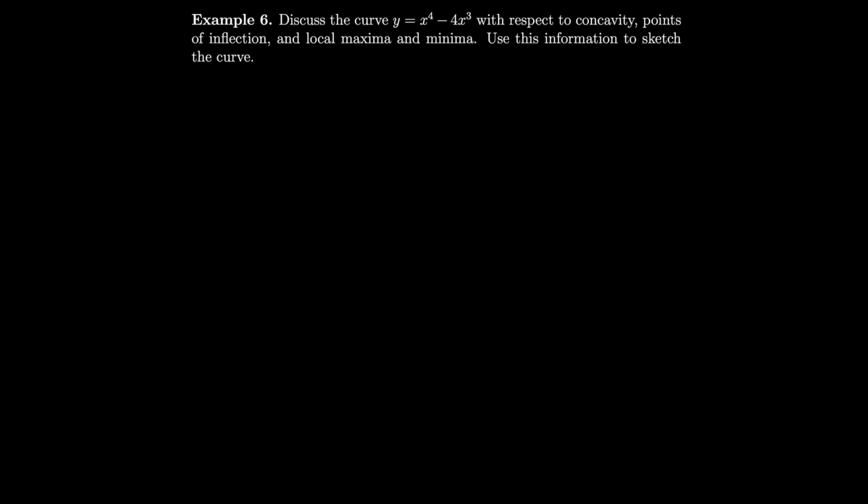Discuss the curve y equals x to the 4th minus 4x to the 3rd with respect to concavity, points of inflection, and local maxima and minima. We'll use this information to sketch the curve. So let f of x be equal to x to the 4th minus 4x to the 3rd. Then let's take the derivative and the second derivative so that we can use our first and second derivative tests. So we have 4x to the 3rd minus 12x squared, which is equal to 4x squared times x minus 3 when we factor it out. So it should be easy to see where that's 0.